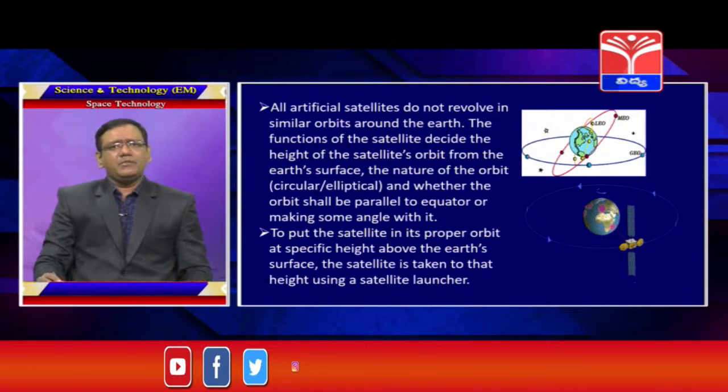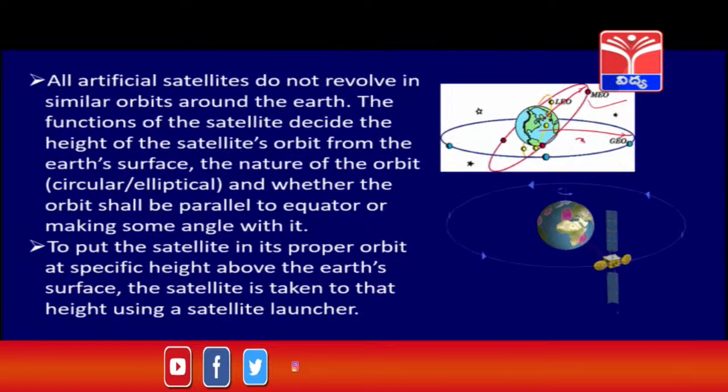If you look at this image, one orbit here is at a different height, and this one has got a different height. These heights are decided by the function that the satellite is going to perform. You can see that there are certain orbits which are very near to the Earth, some a little farther away, and certain ones which are very far away.